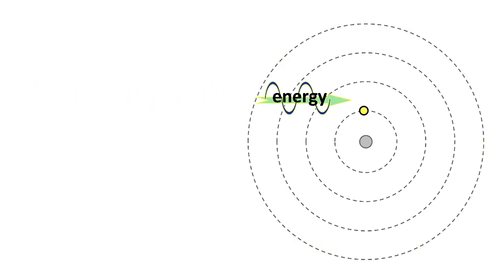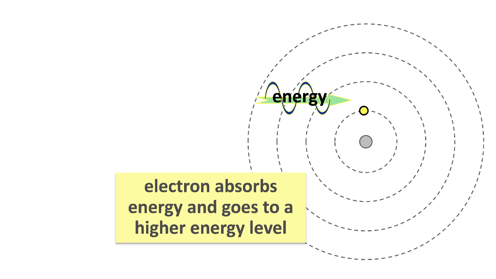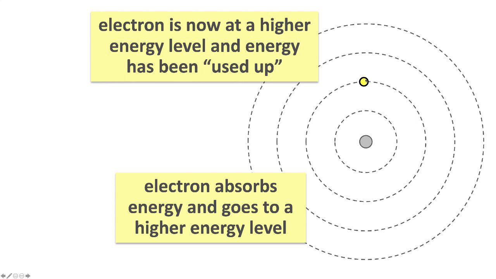Now, and again this is Bohr's postulate or theory, if energy was absorbed by the atom, then the electron, which normally likes to be in the first energy level, if it absorbs energy from a photon, goes to a higher energy level. So here the electron went from level 1 to level 2. The electron's now at a higher energy level, and the energy of the photon has been used up to do this.